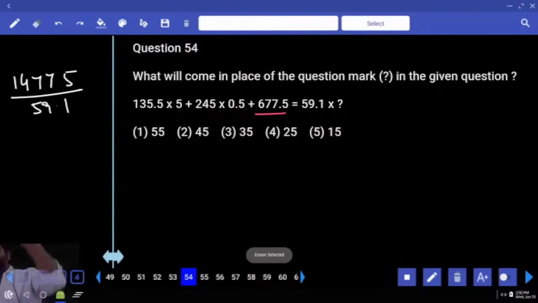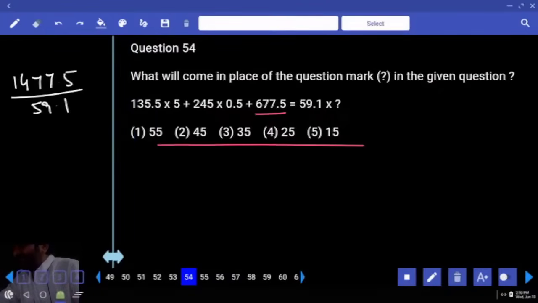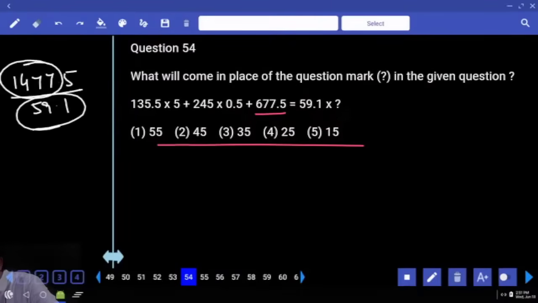Even in the denominator there is only one digit after decimal. Correct? Identify the last digit. 5. Answer done? No? Seriously, look at that. Answer done? Yes. First digit. You know that every option is ending with 5, right? We just need to identify the first digit. Denominator 590. Agreed? Numerator 1477.